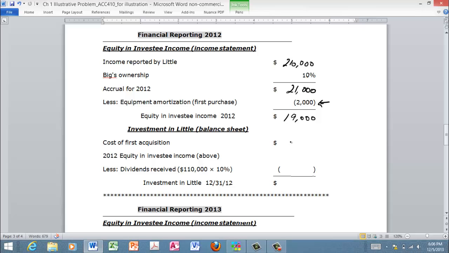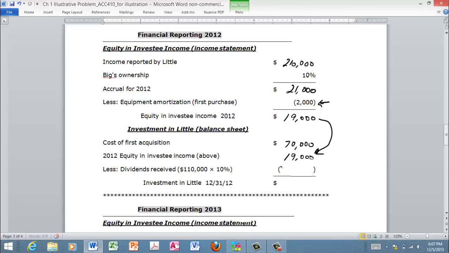So, what do I have on my balance sheet? What is on Big's balance sheet in 2012? I paid $70,000 for that ownership stake. I have $19,000 that I need to recognize. Okay, this is where that came from. The $19,000 is my share of Little's income. Little made $210,000, so I'm entitled to recognize 10% of that, but I have to amortize that equipment. Remember the $2,000. So that's how I got my 19. So I started with a cost of 70. I'm going to increase that by $19,000, but they paid me a dividend.